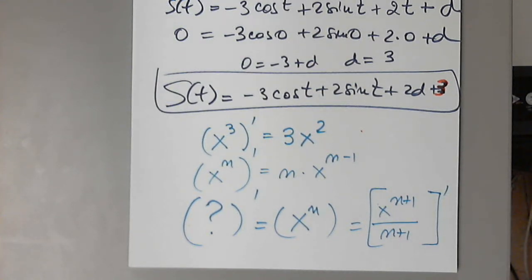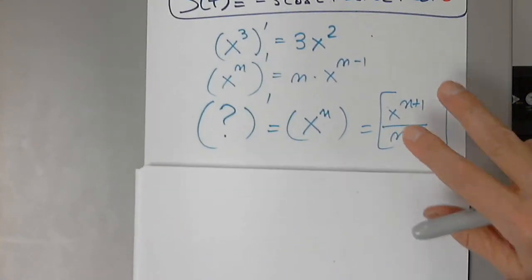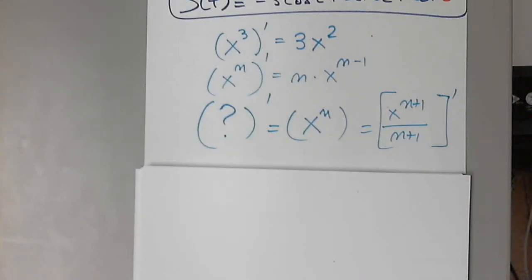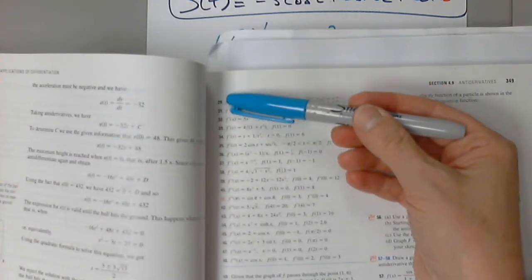So if I want to get x to the third, which function do I differentiate to get x to the third? x to the fourth over 4. Yep, that's the formula. So now we're ready to solve any problem you want. Choose anything from 29 through 48.